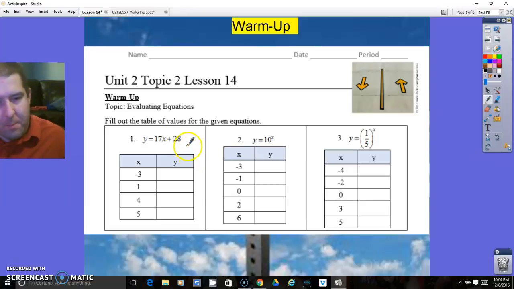Here we go. So we have a warm-up which has a linear equation and two exponential equations, and we're going to complete the table.